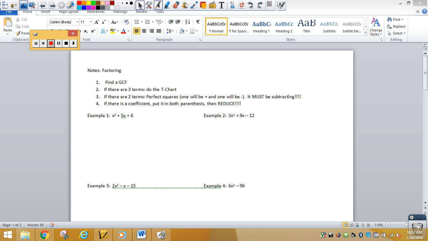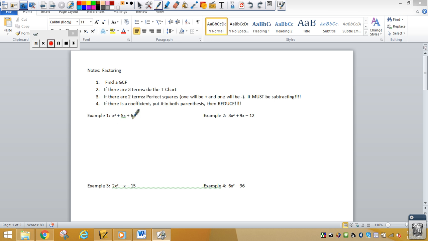And then if there's a coefficient, meaning like in example 3, there's a 2 out front, then you're going to put that 2 in both parentheses and then reduce. So let's just do some examples to kind of refresh your memories.